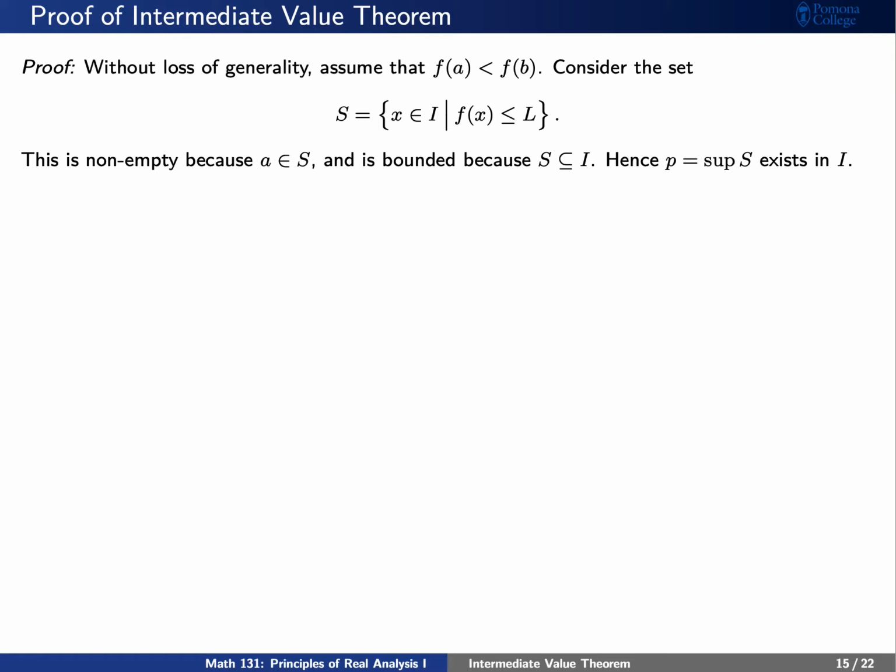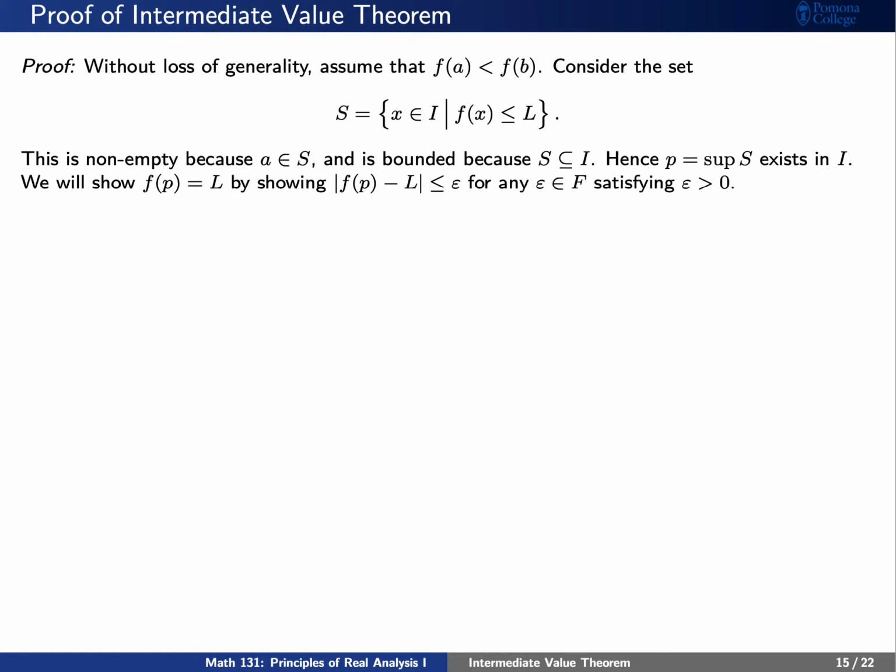But assuming this, I'd like to consider the following set. This is the collection of points in the interval I such that f of x is less than or equal to L. Again, remember that L is given to us. Our S here is a non-empty bounded set, so we see that it must have a least upper bound. Let's denote P as this least upper bound. We're going to prove that f of P is our chosen L. We'll do this by showing that the difference f of P minus L is less than or equal to epsilon for every positive epsilon.